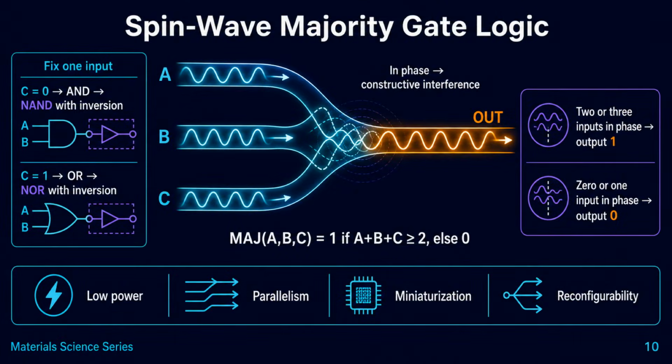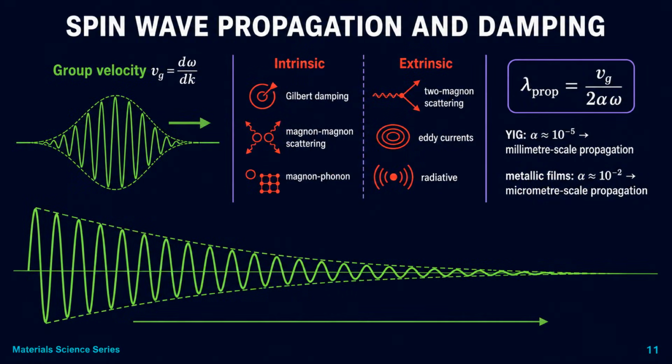The majority gate takes 3 inputs and outputs the majority value. Using spin waves, this is implemented by combining three waveguides at a single junction. When two or more inputs are in phase, constructive interference produces a strong output signal representing logical 1. The beauty of this approach is that complex logic functions emerge naturally from wave physics, with low power consumption and inherent parallelism. Practical magnonics requires understanding propagation characteristics.